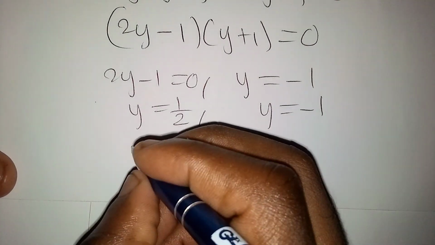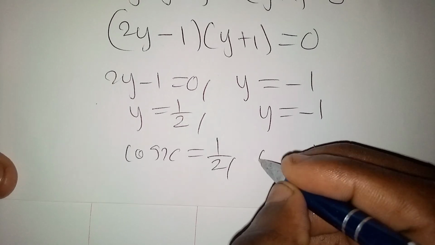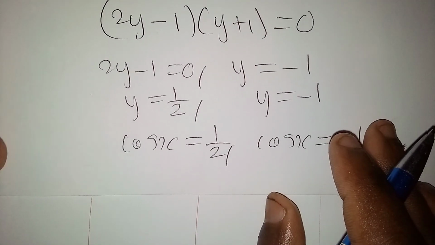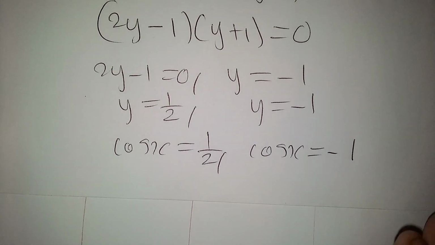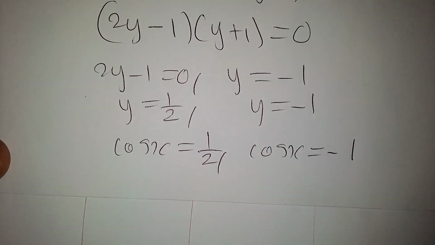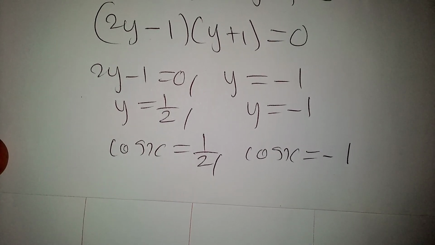And y, we said it's cos, so our cos x is equal to 1 over 2, or our cos x is equal to negative 1. Then you can check the quadrant. From here, you can actually get the values of x, the angles, using the special triangles and the quadrant.